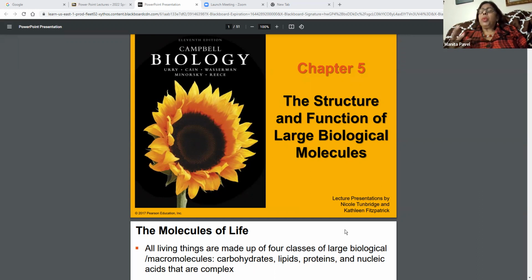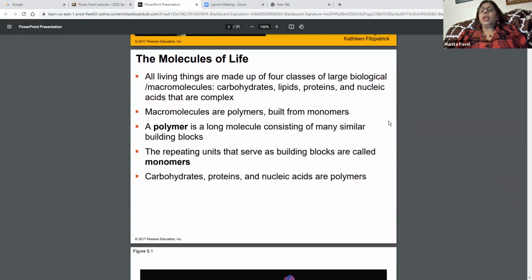So macro comes from the word large. Therefore, we can call them large molecules or macromolecules. Now, when you look at these large macromolecules or biological molecules, we see that all living organisms are made up of these large biological molecules or macromolecules, namely carbohydrates, lipids and fats is one group, proteins and nucleic acids.